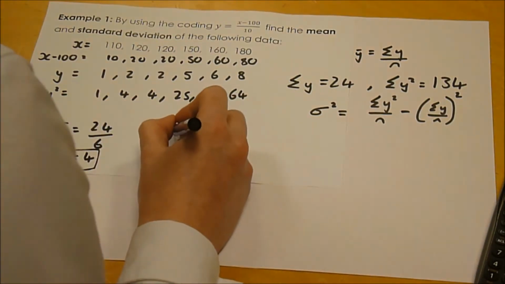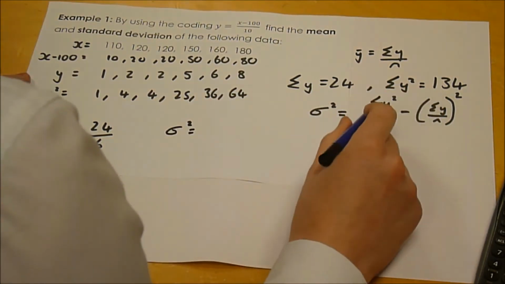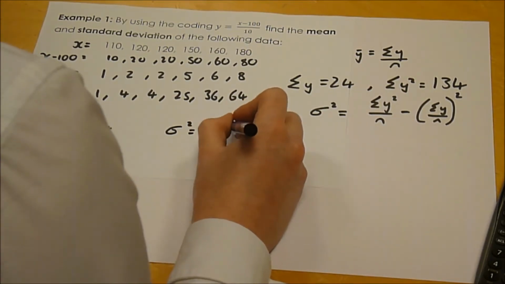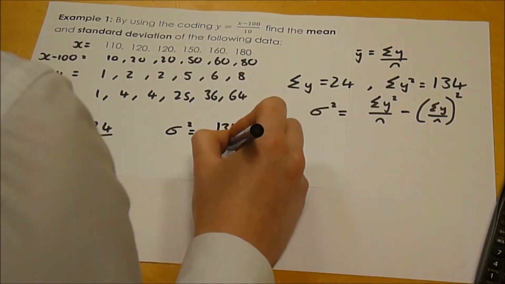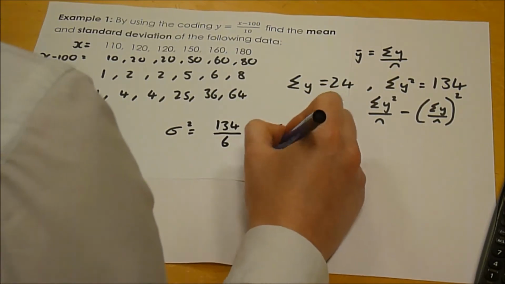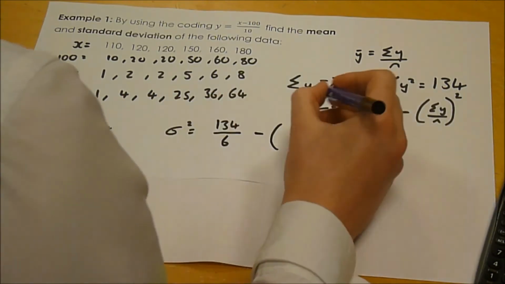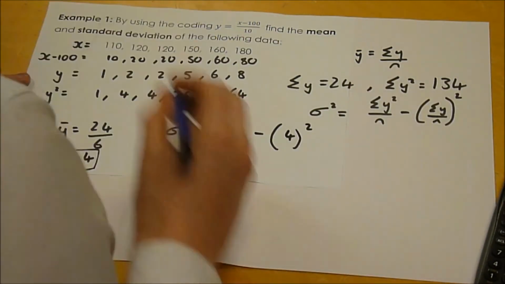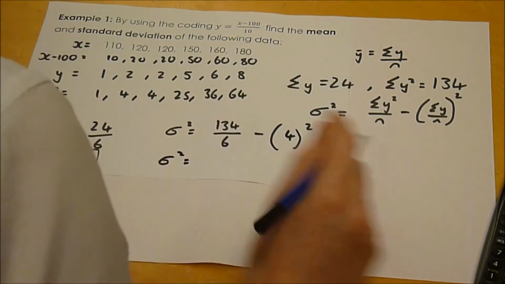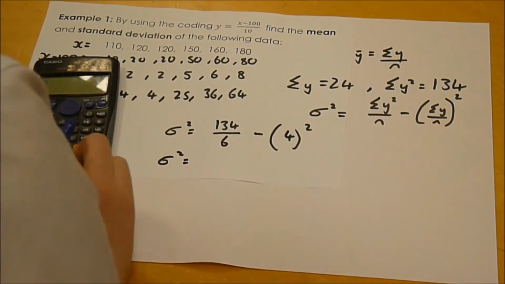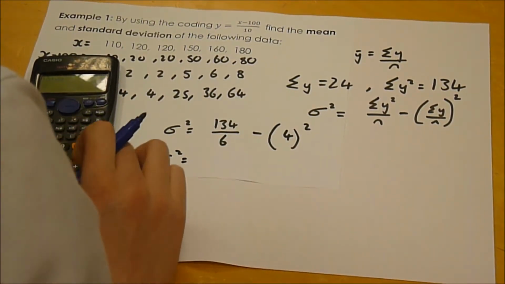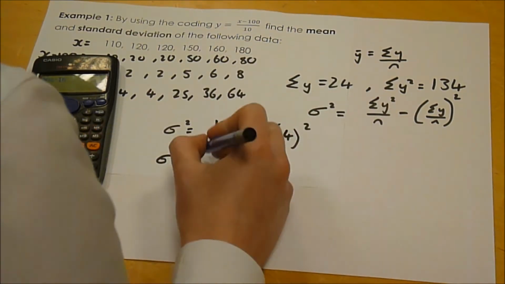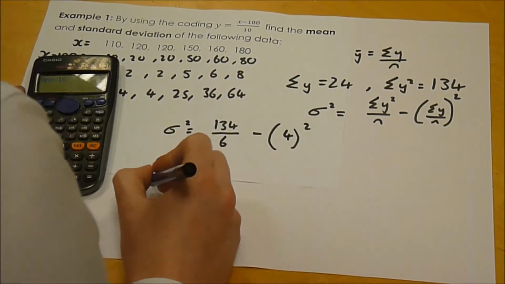And then sigma squared. We've got the mean of squares, so that's 134 over n, which is 6, take away the mean squared. I can just put the 4 in, that's what sum of y over n is. So 134 divided by 6, and then take off 4 squared, that's 16. So 19 over 3. I'm just going to leave it like that so I don't lose any accuracy.